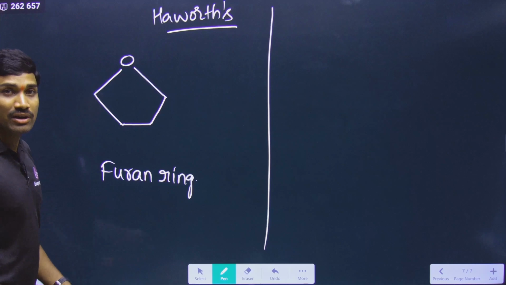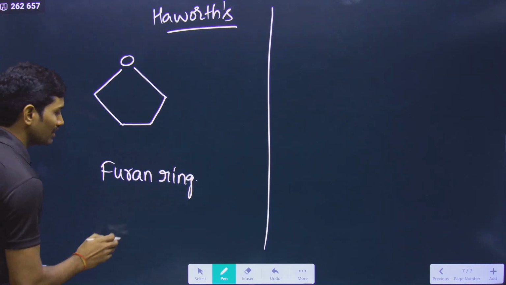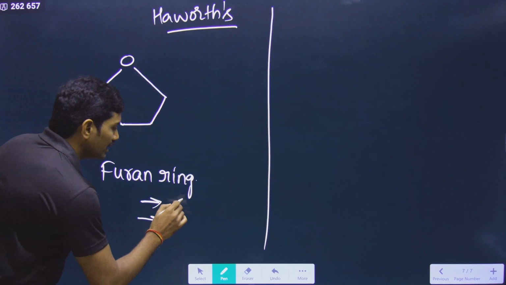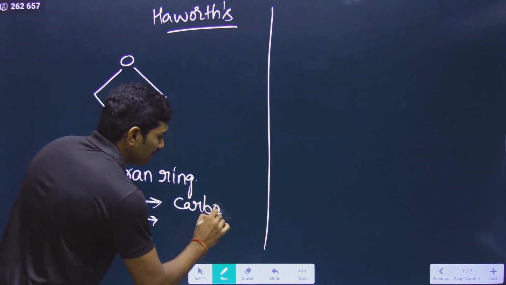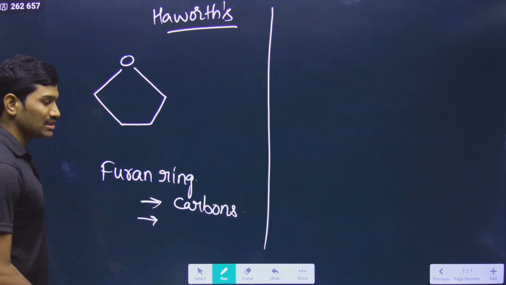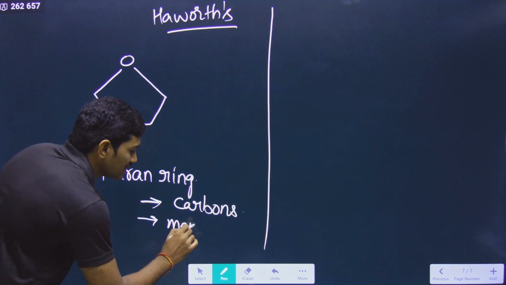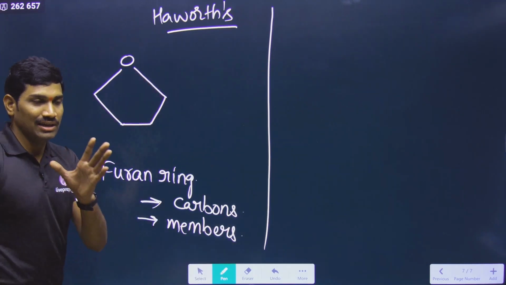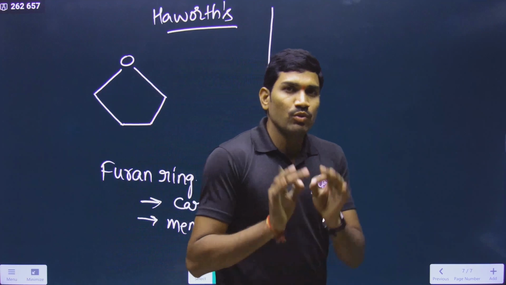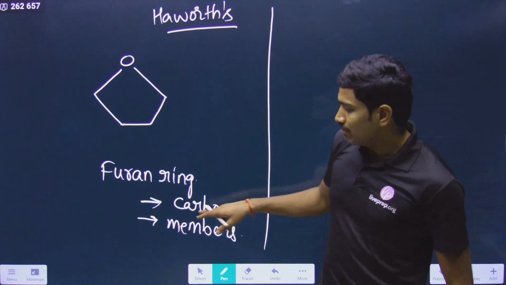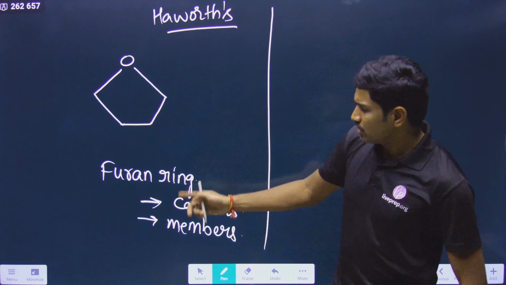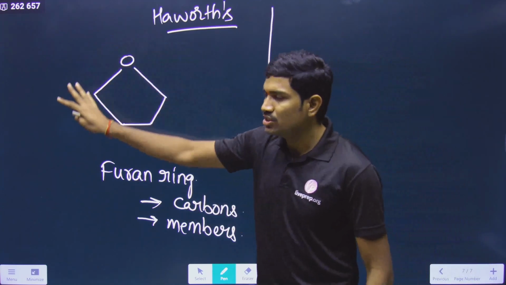And what is the important feature of this furan ring? Now there are two questions. How many carbons are present in the basic structure of the ring? And in the basic structure of the ring, how many members are present? The questions are very clear. Carbons means only carbons you need to count. But members means carbon, nitrogen, oxygen, whatever is present. Everything you need to count. This is the furan ring.